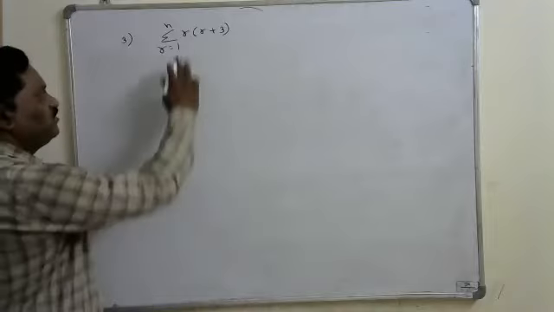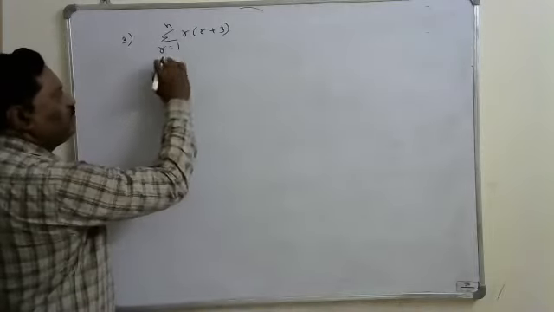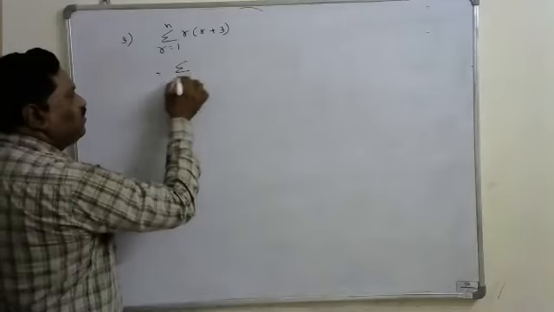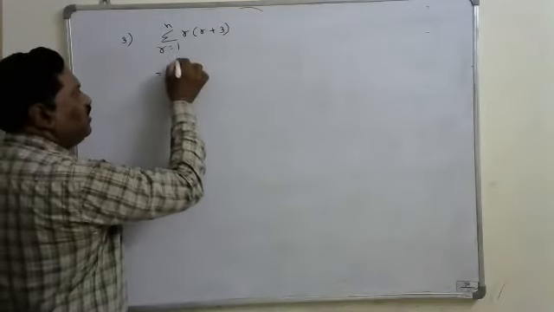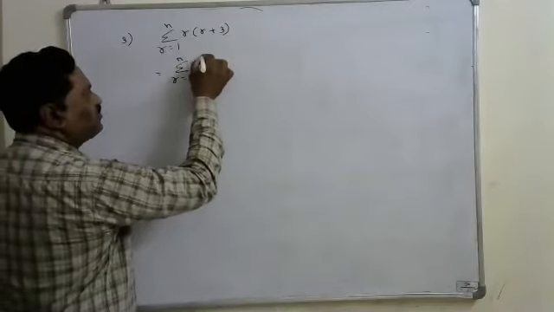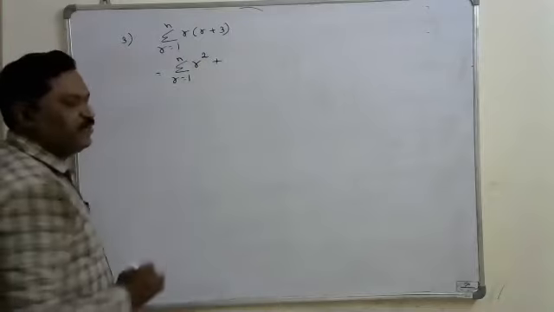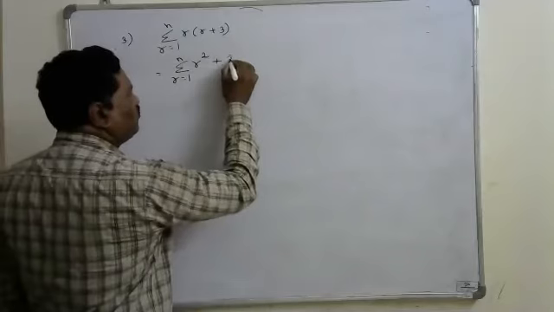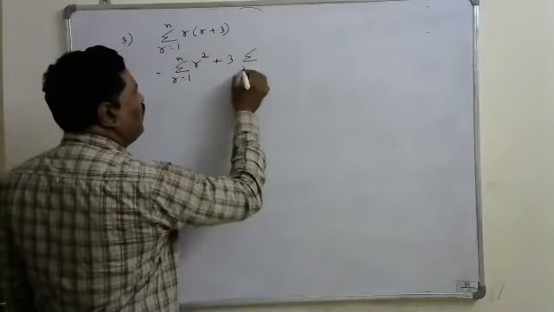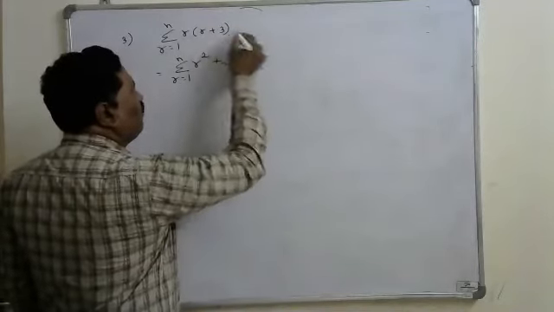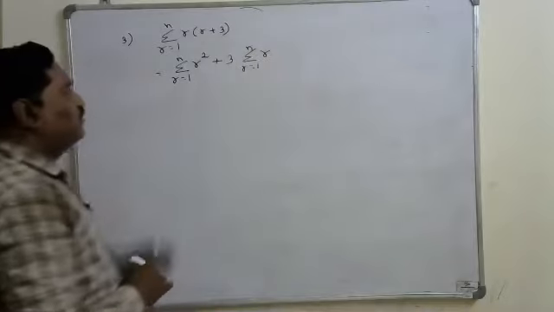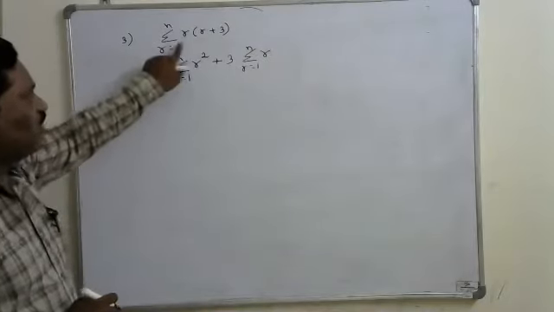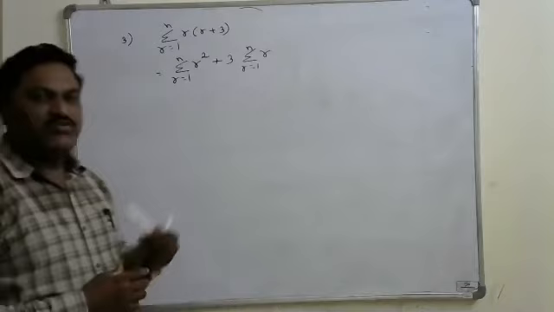To find that, multiply these terms by the sigma. Sigma r is equal to 1 to n, r into r represents r square, plus, that is the first term. Then the second one, here 3 is a constant, we will write it outside the sigma, 3 sigma r is equal to 1 to n, r. Multiply these two terms by the sigma, then this is what we are getting.